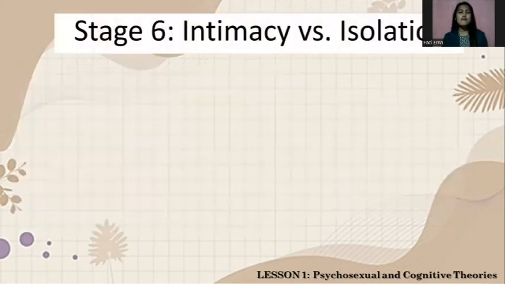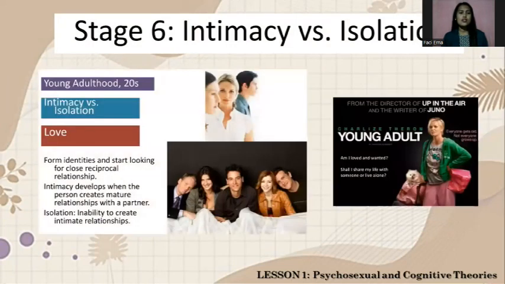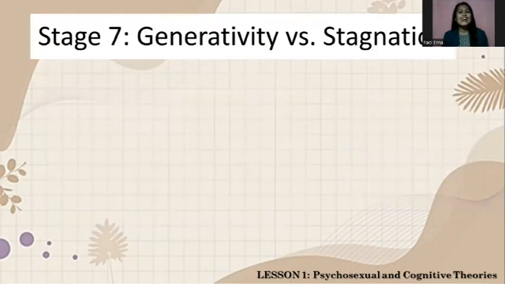Next stage is intimacy versus isolation. The age range here is the young adult or 20s. It's all about love. They form identities and start looking for close reciprocal relationships. So they want to go to other people to reciprocate the love that they are giving. Intimacy develops when the person creates a mature relationship with a partner. The isolation is the inability to create intimate relationships. So that is the meaning of this stage.